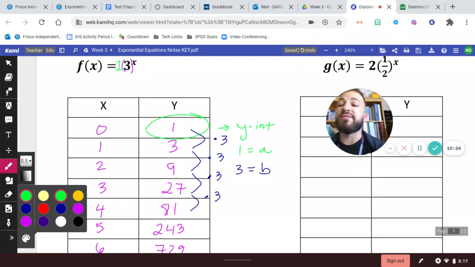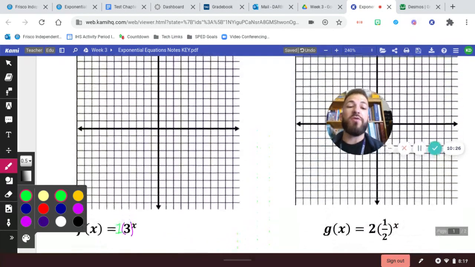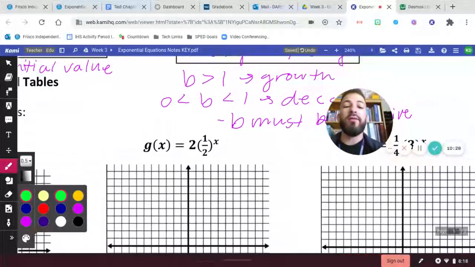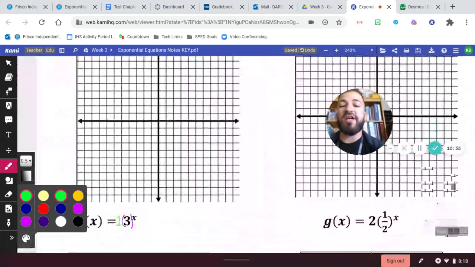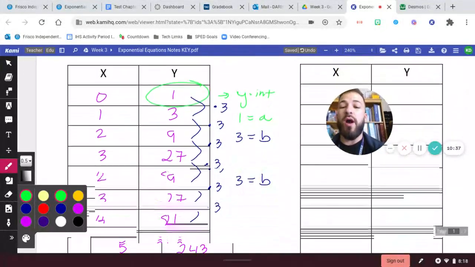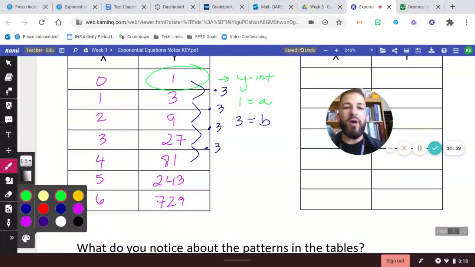So because my base is 3, which is a base value greater than 1, this is a growth function. My b value is greater than 1, which means it is growing, which, as we can see from our values, as we go up in x value, our y values go up. So that all lines up. It's a growth function. Our y values are growing as x grows. This all is starting to make sense.